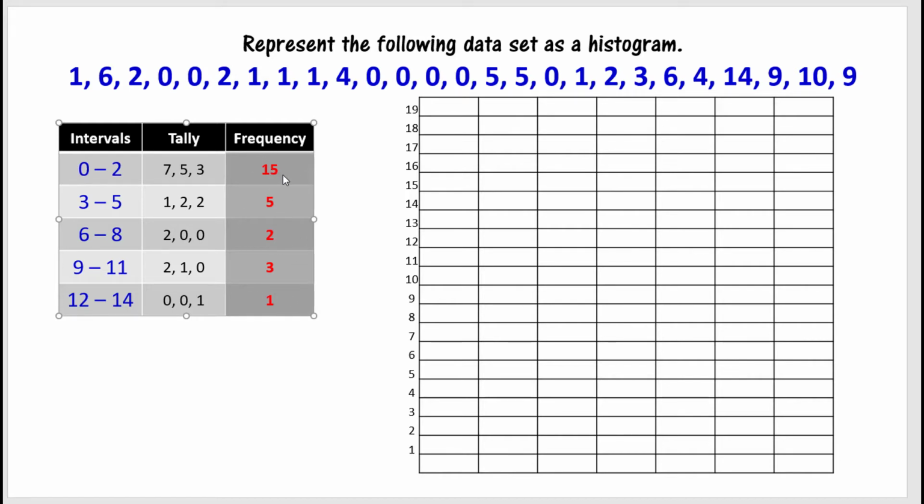So there are 15 numbers between 0 and 2. There are 5 numbers between 3 and 5. 2 numbers between 6 and 8. 3 numbers between 9 and 11. And 1 number between 12 and 14. So this determines our frequency. Now we just have to graph.